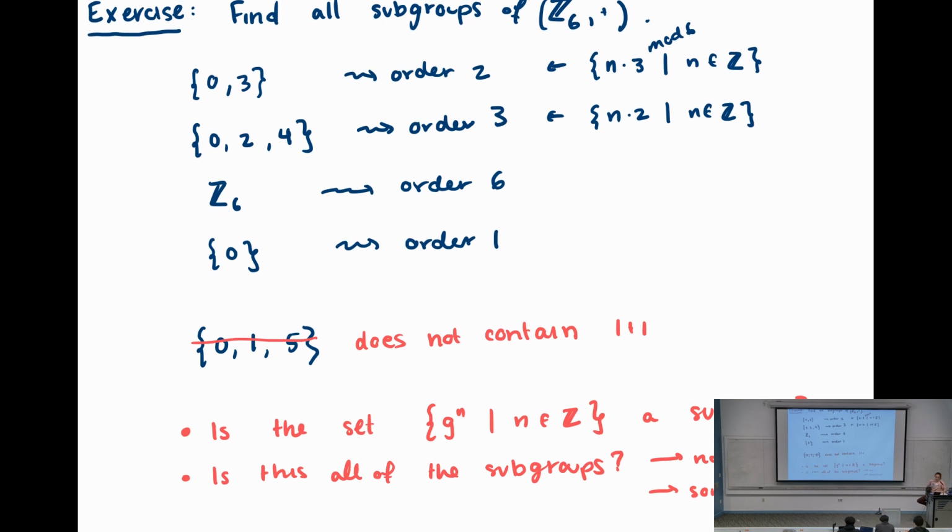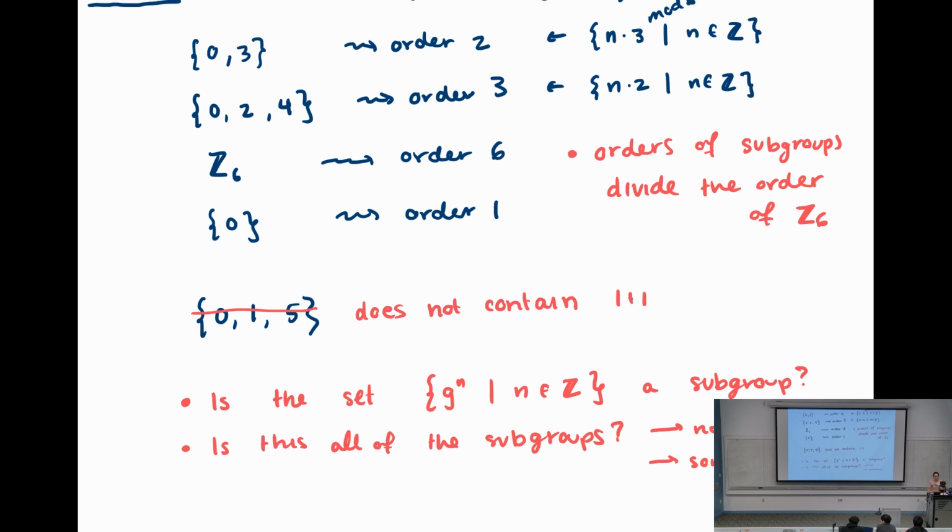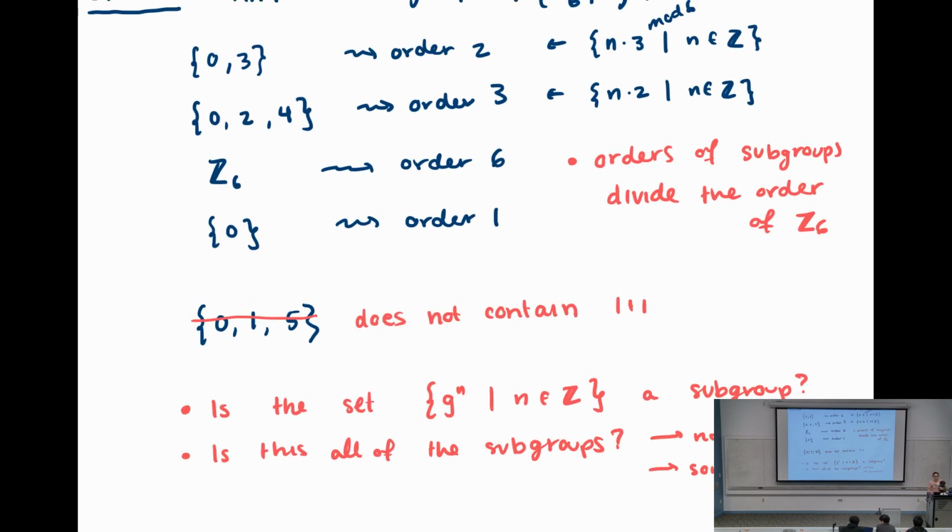Okay, good. Any other observations from this example? Another observation that you might make is that the orders of these subgroups divide the order of the whole group. That is something that turns out to be true in general. We'll prove this later, but the order of a subgroup always divides the order of the group. Are there any other observations?